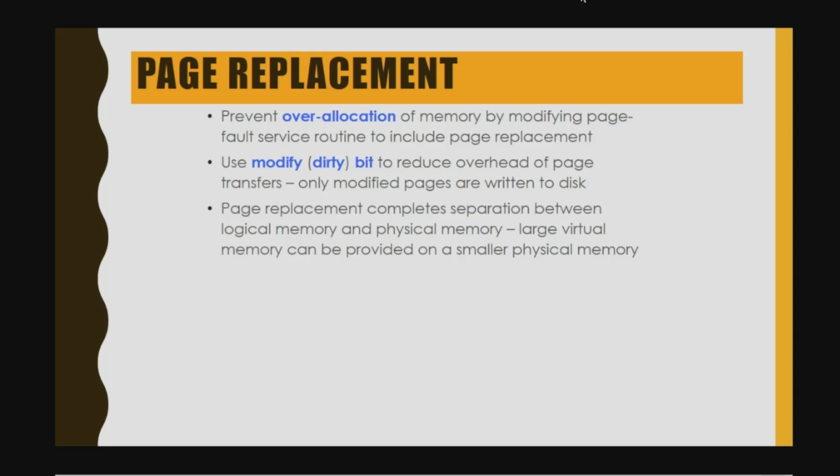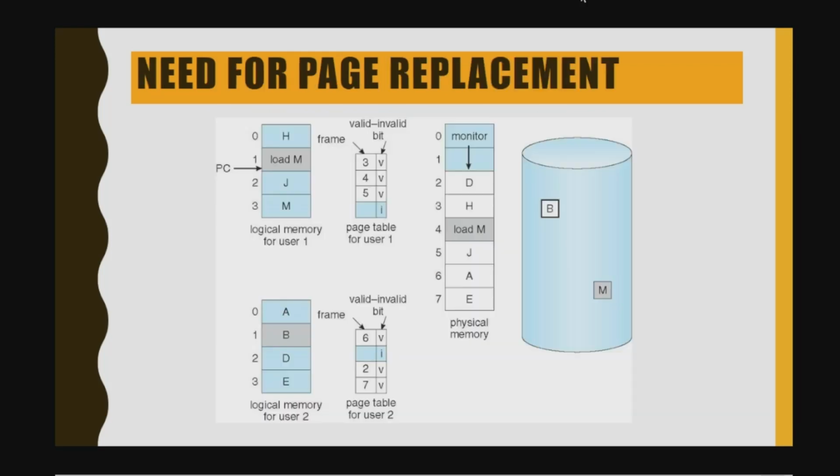So page replacement completes the separation between logical memory and physical memory. A large virtual memory can be provided on a smaller physical memory. It means, let's say our memory is only 8 gigabytes, that is the physical memory that we already have. We can use a large virtual memory on the small physical memory. So for the need for page replacement, you can look at this diagram.